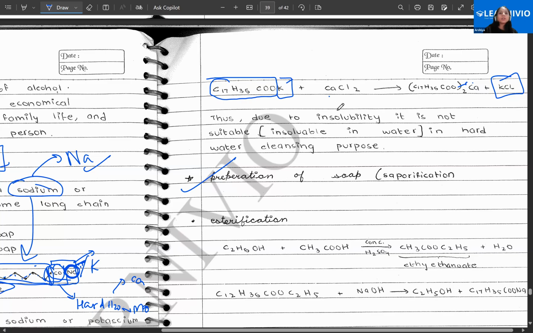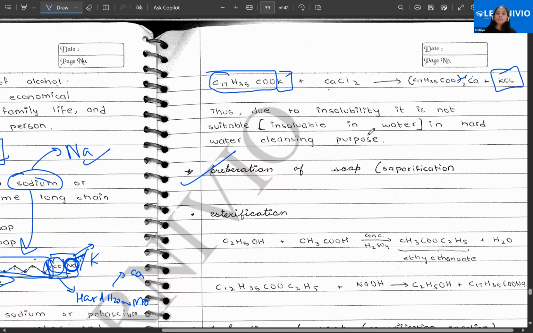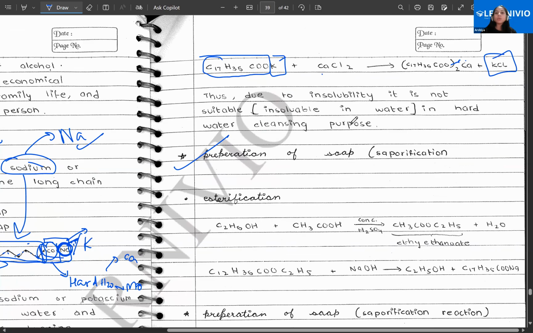It will not dissolve, but it will take a lot of time. So that's why it is avoided to use hard water.